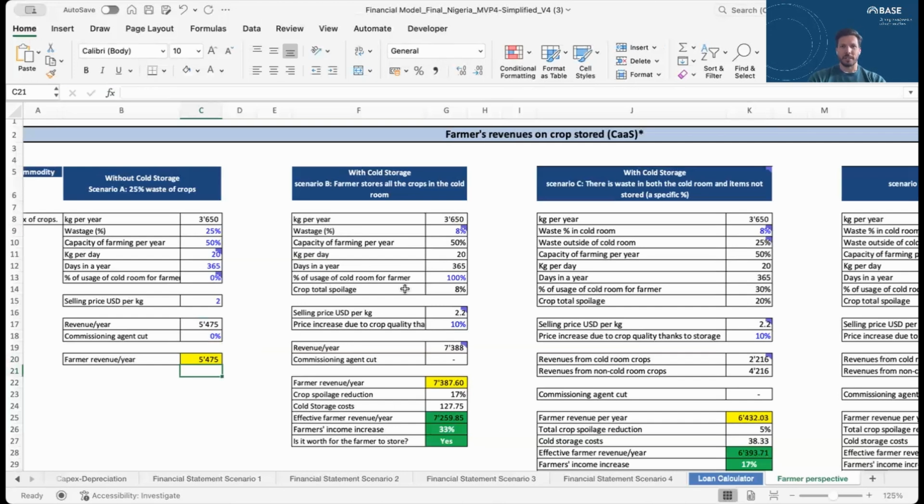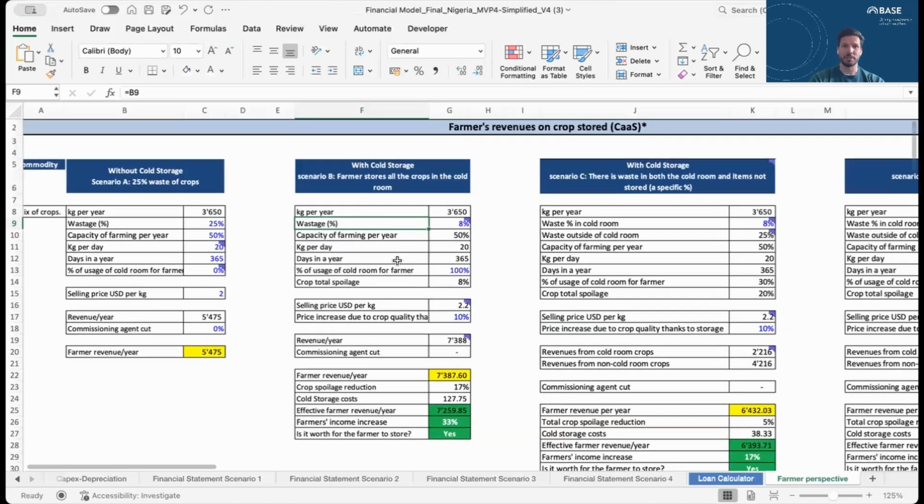The first scenario here, scenario A, is assuming that the farmer is storing 100% of the crops into the cold storage unit. And what we assume still is that even if there are some crops being stored in the cold room, there is still a percentage of wastage occurring, which we assume at 8%. This can be because some of the crops stored were of bad quality initially, or they've been badly positioned in the cold room, so they've been squeezed or whatnot. So we assume that there is still a percentage of wastage.